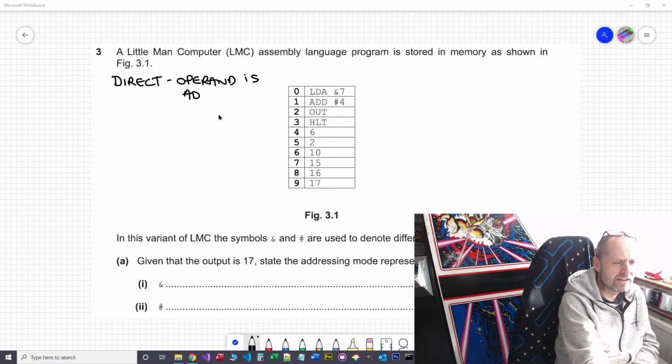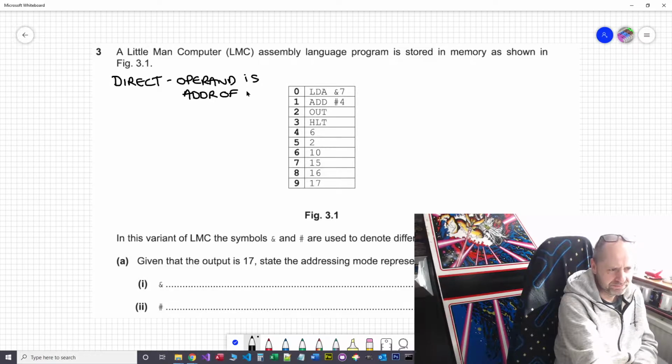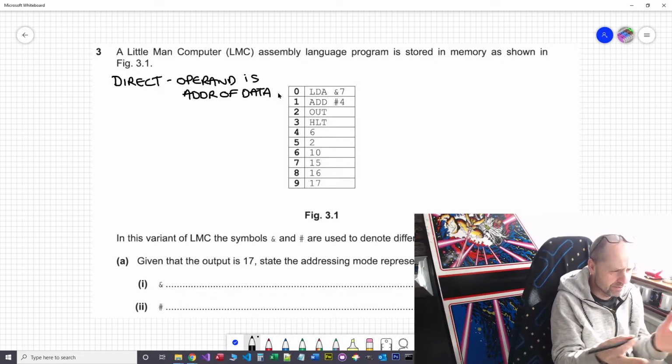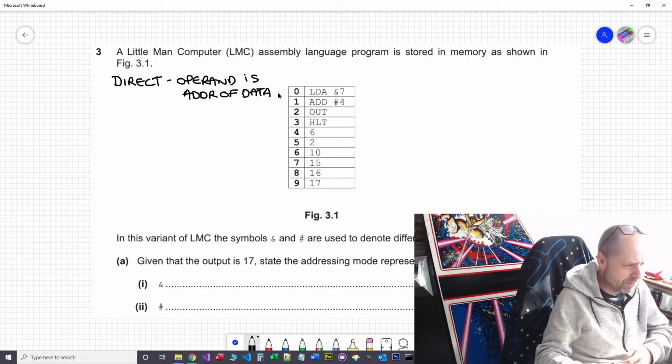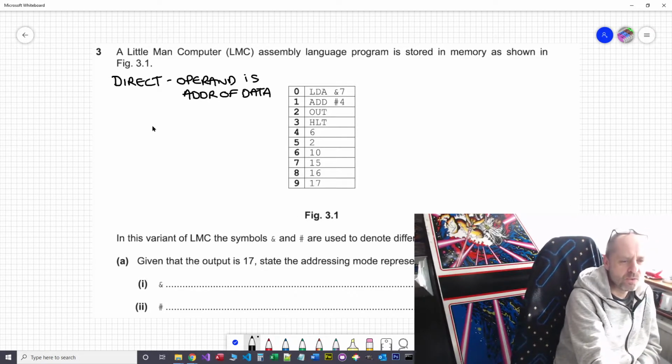Right, so direct addressing: the operand is the address of the data. I'm not looking at the question yet. I'm just saying, okay, they're asking me about addressing modes. Let me remember what addressing modes there are. Right, another one is immediate.